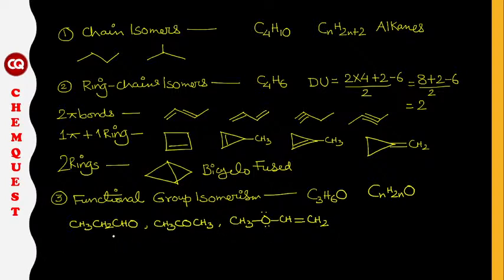These are different aldehyde, ketone and ether. These are the different types of functional group isomerism. Functional group isomerisms are most important in this case. Now we are going to discuss another important topic, which is known as metamers.